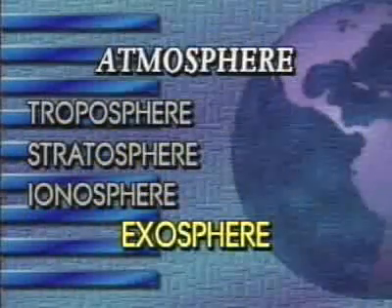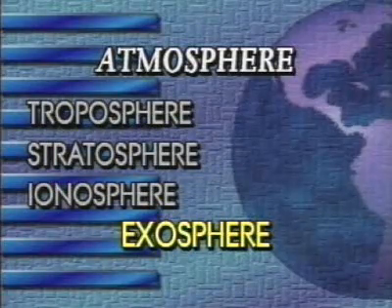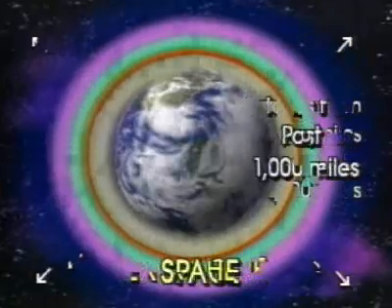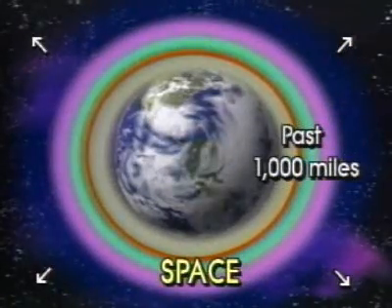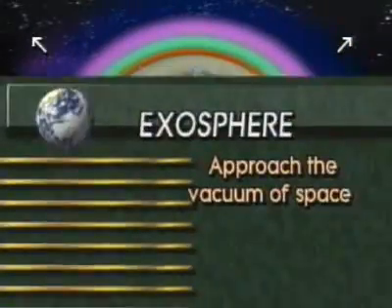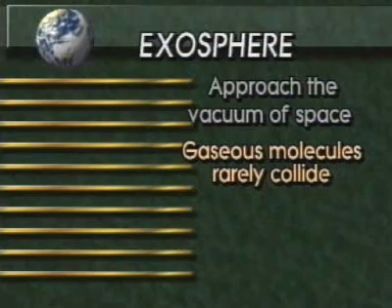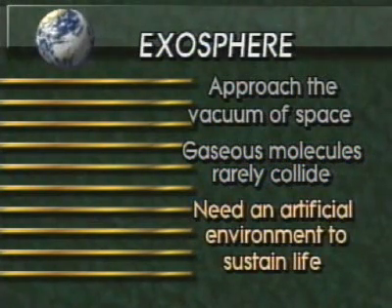The final major division of the atmosphere is the exosphere. It extends from 600 to 1,000 miles. Past 1,000 miles, we are officially in space. As we ascend in the exosphere, we gradually approach the vacuum of space. There is so little pressure and density that gaseous molecules rarely collide. An artificial environment to sustain life is required.